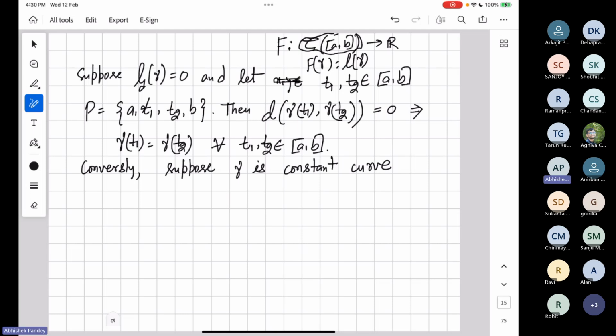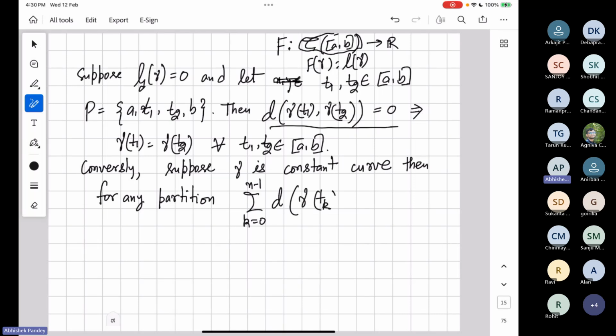So I hope this is clear. This point is clear, I guess. Why is the distance 0? Because it is always less than or equal to the length of the curve between these two points. Suppose gamma is a constant curve, then for any partition we have the sum from k equals 0 to n minus 1 of the distance between gamma t_k and gamma t_{k+1}, which is 0, and this implies that the supremum of this will also be 0.